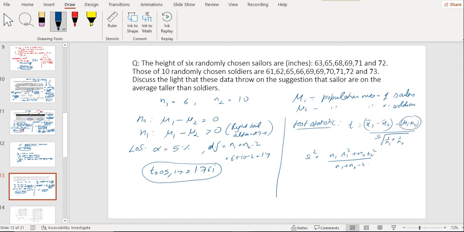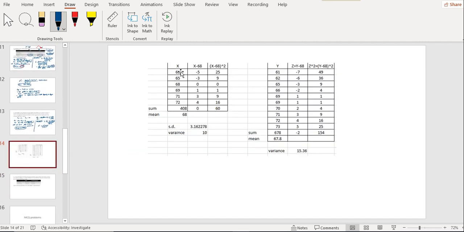So firstly we need to calculate the sample mean of these two data. I have simply collected this data in an Excel file and we have calculated their mean. This is the data of sailors and this is the data of the soldiers. If we simply take the sum of all these values, it comes out to be 408. How many sailors are there? 6. So if I divide 408 by 6, 6 sixes are 36, 6 eights are 48, so its mean comes out to be 68 only, right?